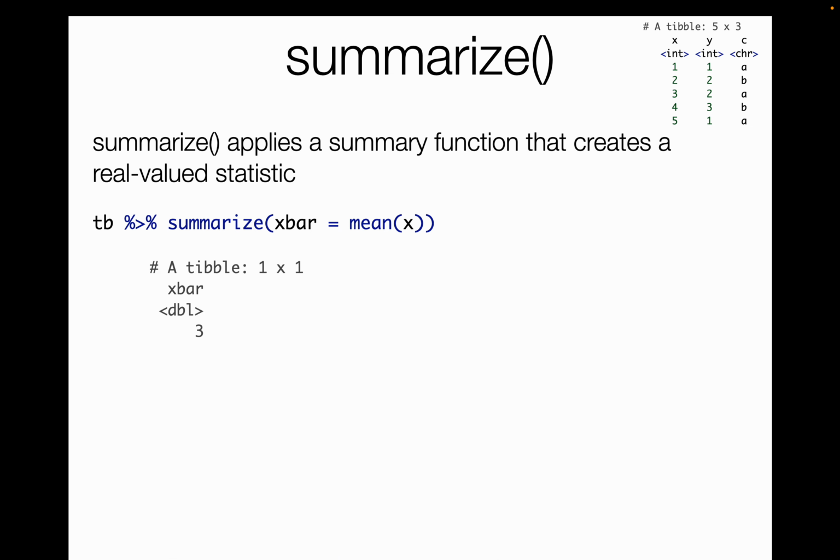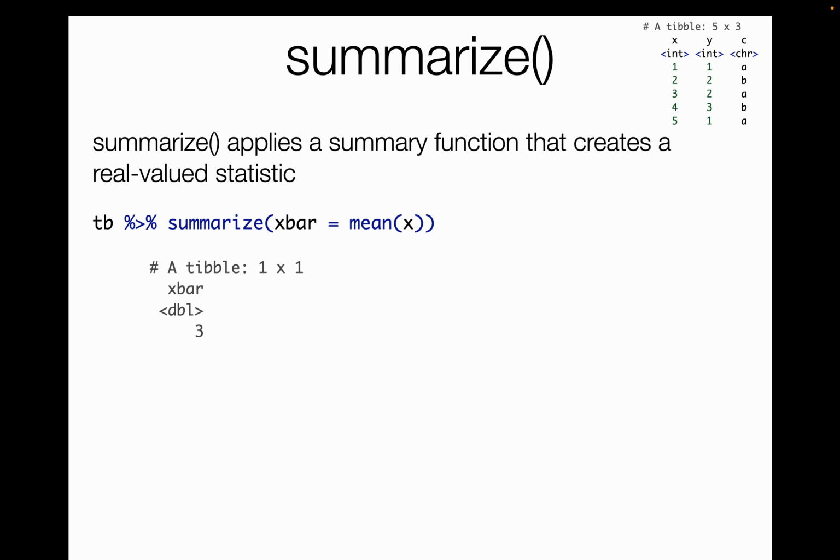Okay, so basically it's going to take the column X, it's going to take the mean of that column, so the mean of all the numbers, and then give you back the mean. Okay, and so that's what you get. Now it's a tibble 1 by 1, so it's a 1 row, 1 column data frame that just has the number 3 in it, and it's called x_bar because I named it x_bar.